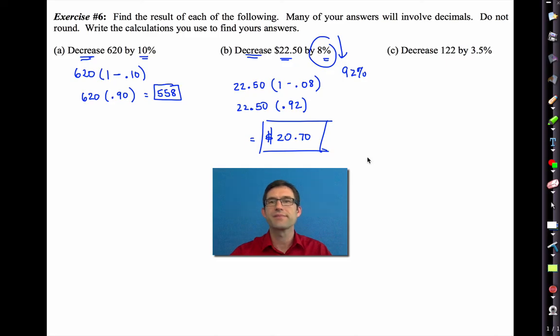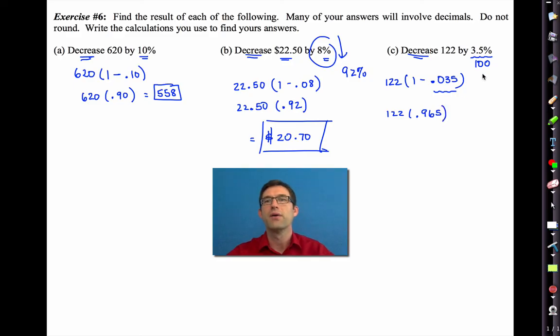Okay, decrease 122 by 3.5%. So again, it's all about the decrease here. 122 times 1 minus 0.035. Again, if you get confused by that, what I would suggest doing is taking that and just dividing it by 100. So that's going to be 122 times 0.965. I know this is harder to think about, but when something goes down by 3.5%, 96.5% remains, and that's kind of ugly, 117.73.